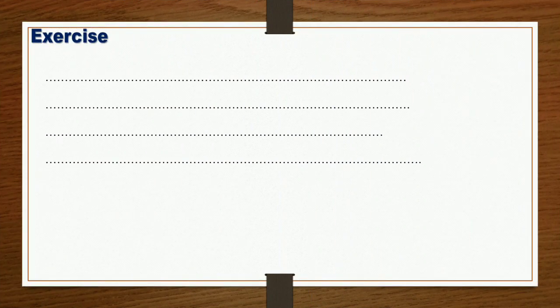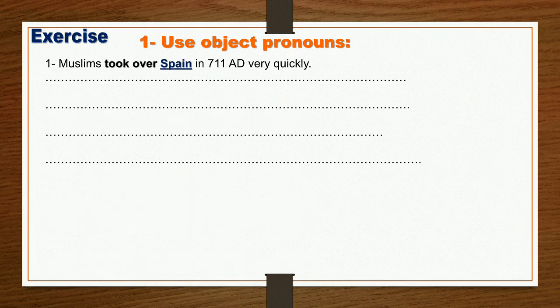Now it's time for exercise. Number 1. Use object pronouns. عليك عزيزة الطالبة أن تعيدي كتابة الجمل باستخدام المفعول به الضمير عوضا عن الكلمة التي تحتها خط كما في المثال. Number 1. Muslims took over Spain in 711 AD very quickly. Spain is the object. 2. They set up the government in Cordoba. The government is the object.